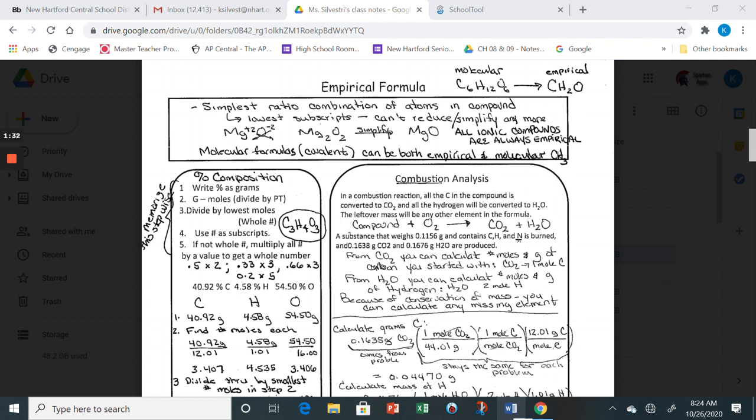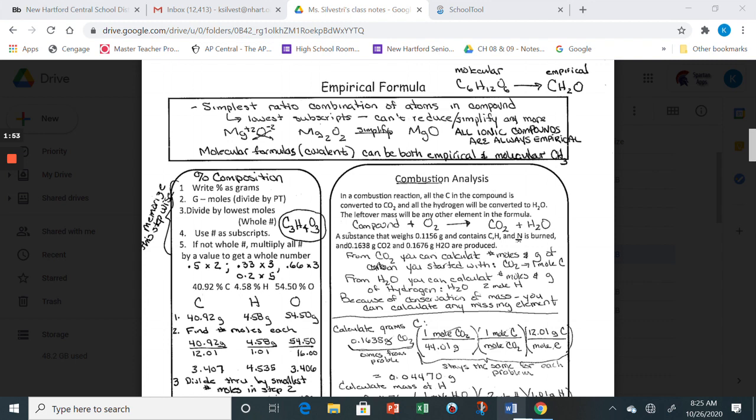So if it is molecular and it is covalent and it is sharing, it can have a multiple subscript in nature. And its empirical would be the reduction of that to the simplest form. Ionic will always be empirical. Okay, ionic is always empirical.